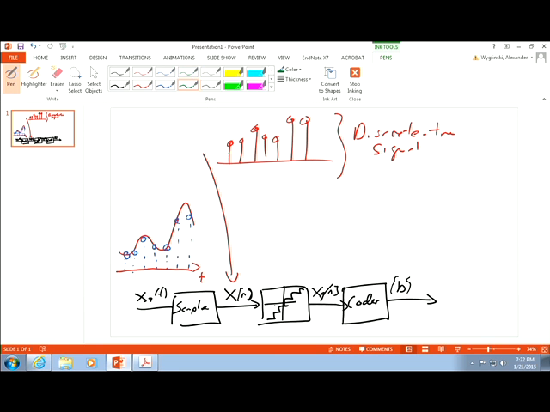So what the quantizer does is the following. The quantizer says you can only assume these possible amplitude values.